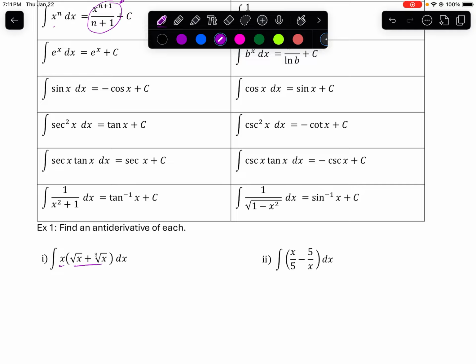So think algebra. If you think algebra, then it means we should be able to distribute this x. But before I distribute, I will write the powers on the two x's inside as a number. So I have the integral of x times x to the 1/2 and x to the 1/3 dx. Now I multiply.